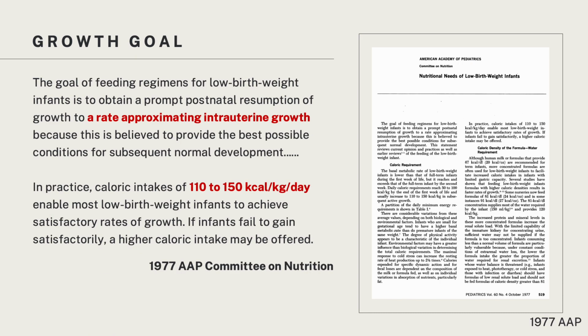The goal of postnatal growth has been the subject of rigorous research. This is a statement published by the AAP in 1977. In the introduction, it says that the goal of feeding regimens for low birth weight infants is to achieve a prompt postnatal resumption of growth to a rate approximating intrauterine growth, as this is believed to provide the best possible conditions for subsequent normal development. It also described the need for increased caloric density in order to sustain satisfactory growth rate.